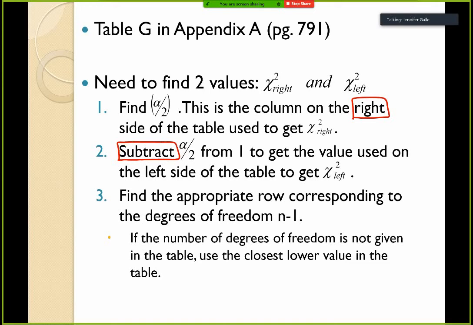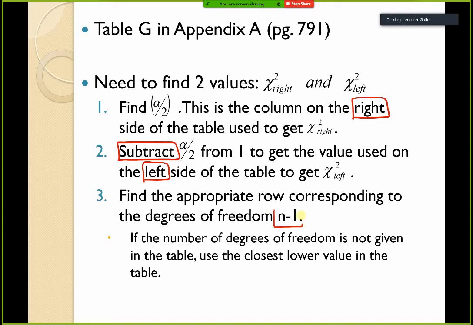Then we need to subtract alpha over 2 from 1 to get the value used on the left side of the table to get chi-square left. So remember, it's not going to be as easy as z sub alpha over 2 simply because our graph isn't symmetric. When our graph was symmetric, we could find the negative z sub alpha over 2 on the left, and then the right, well, it's just the positive of that number. Or vice versa, you could find the positive on the right and the negative is the same space on the left. All right, then once we have those, we find the appropriate row corresponding to the degrees of freedom.